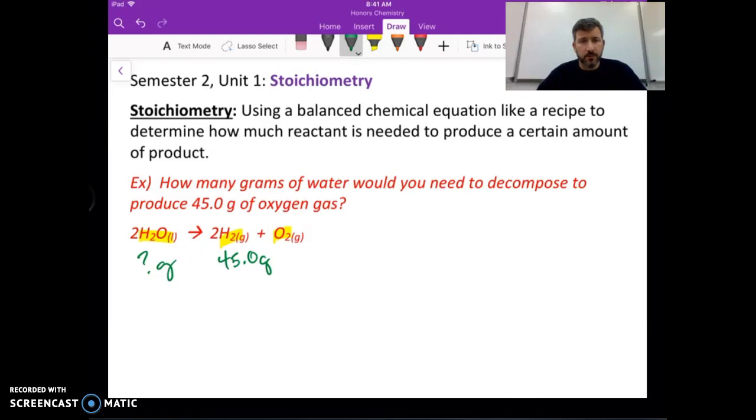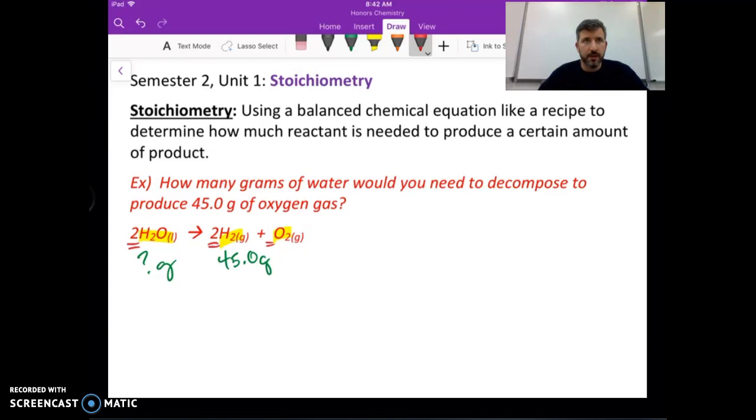That's okay. So how do we do the math? Well, the first thing we have to recognize is that the equation is a recipe. It gives us a ratio. It tells us that 2 water molecules will break down to produce 2 hydrogen molecules and 1 oxygen molecule. But what does that have to do with grams? Well, we don't really know how many grams 2 water molecules would weigh, or how many grams 2 hydrogens or 1 oxygen, but we do know how many grams a mole of them weighs. So we can use the periodic table to help us out with this.